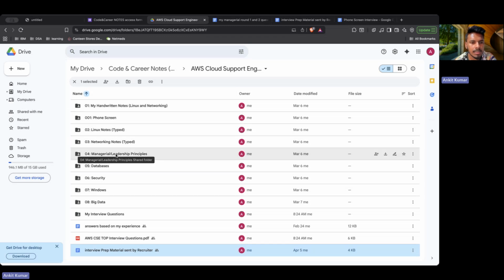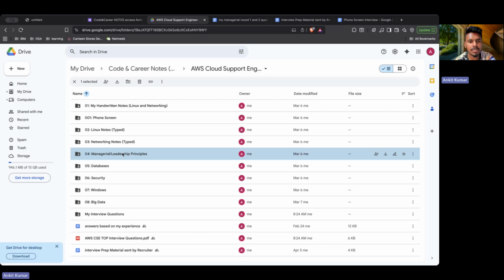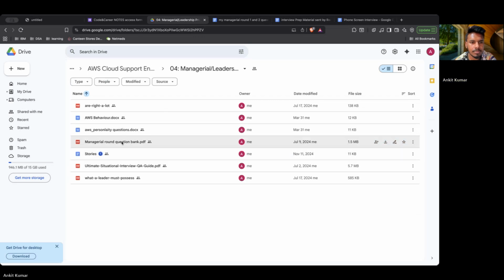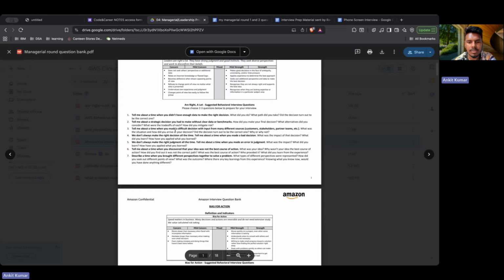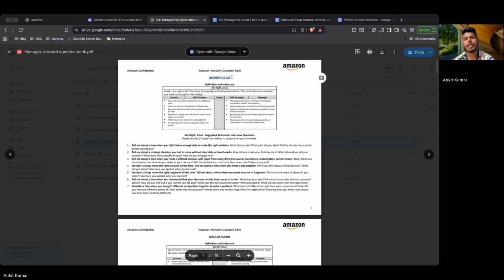In this, I didn't show you this folder, I guess. So for managerial leadership principles, there's one question bank here. This one is the most important. If you see, for each of the leadership principles which Amazon has, it says Amazon confidential and not to be distributed to people outside. This is what the interviewers who are actually interviewing you will be using.